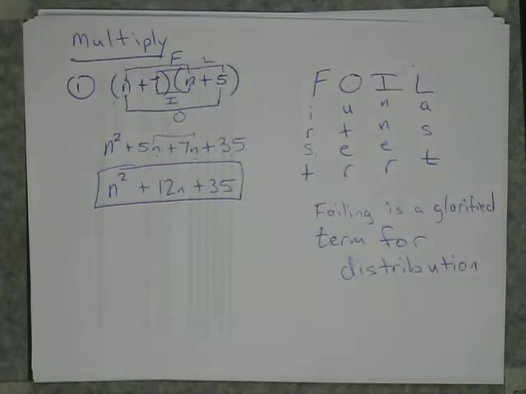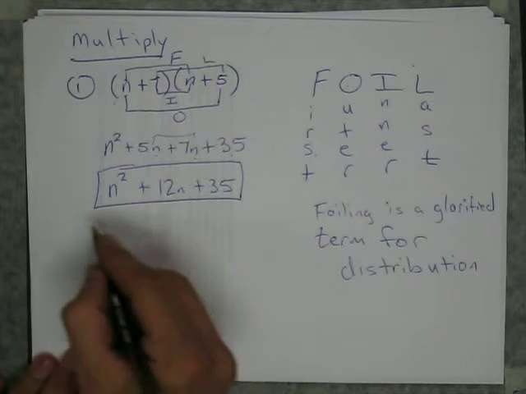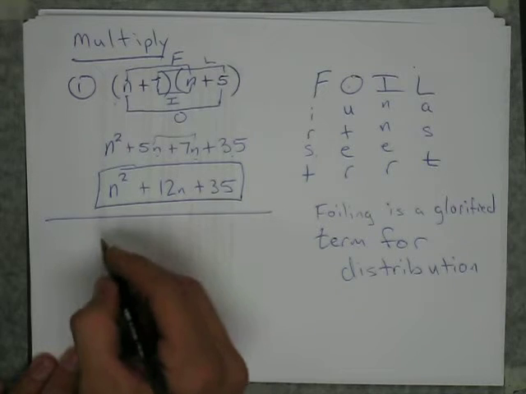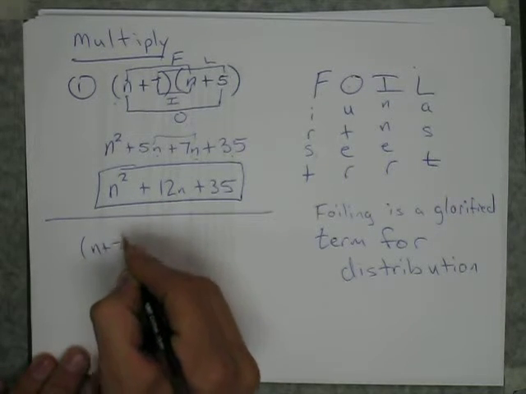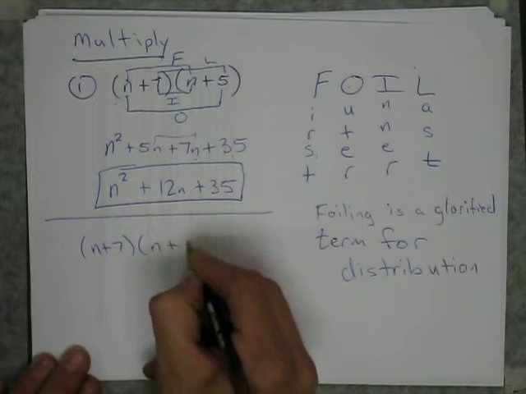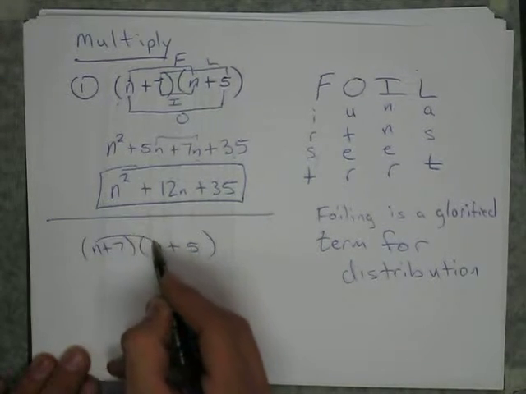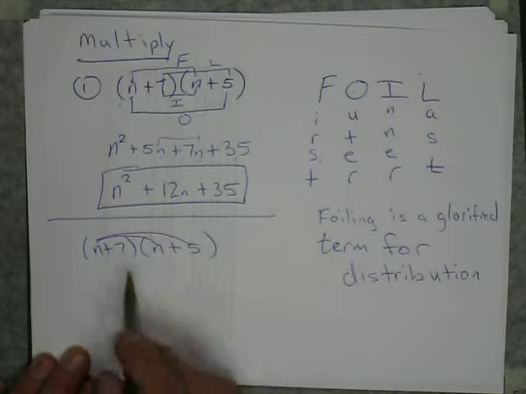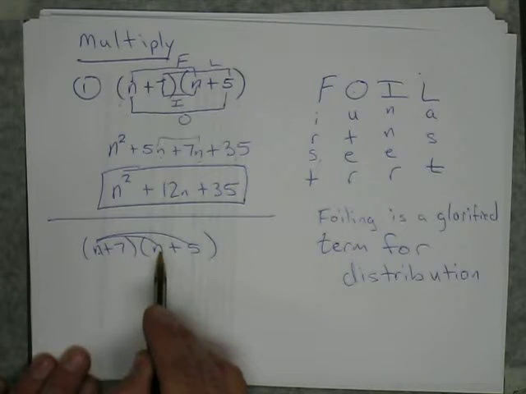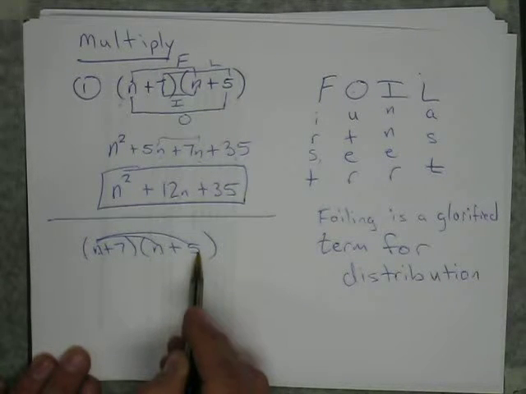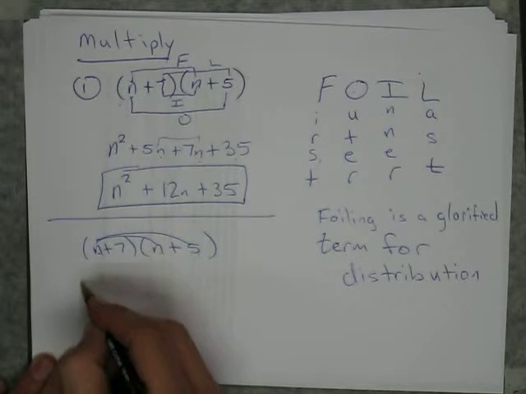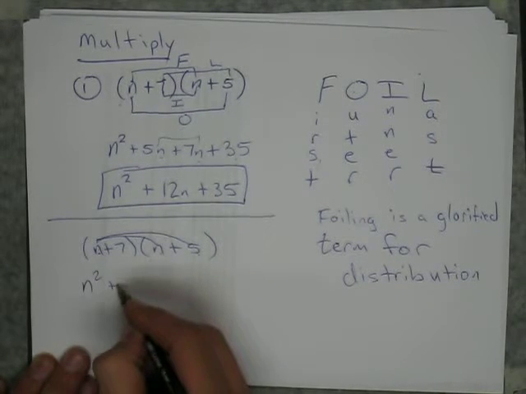Now, all that really is just distribution. So what it is, if I went to redo this, I could say n plus 7 times n plus 5. So what I'm going to do is take the n and distribute the n in like this. I'm going to take this n and distribute into this term and this term, because that's what distribution does. So n times n is n squared, n times 5 is 5n.